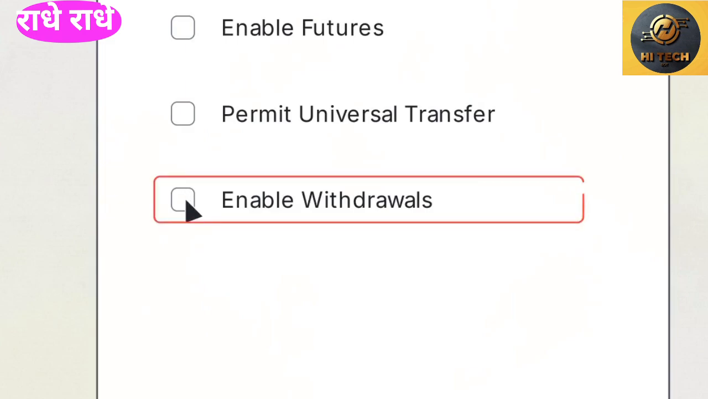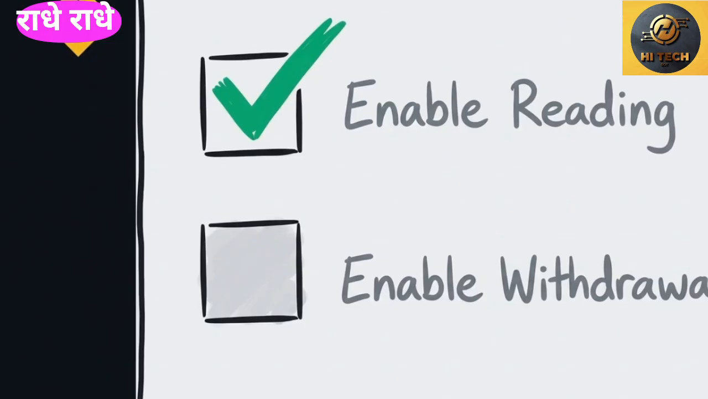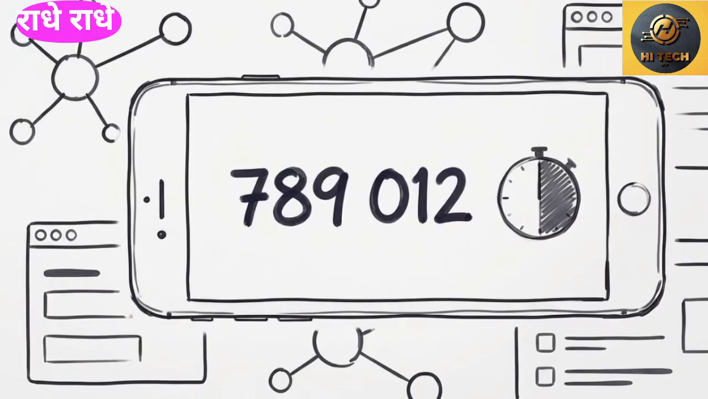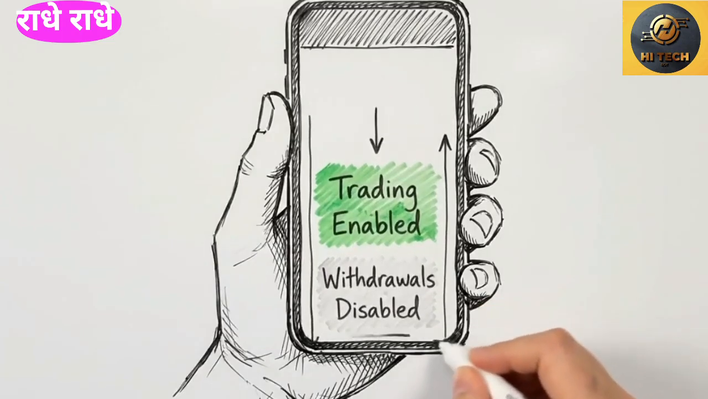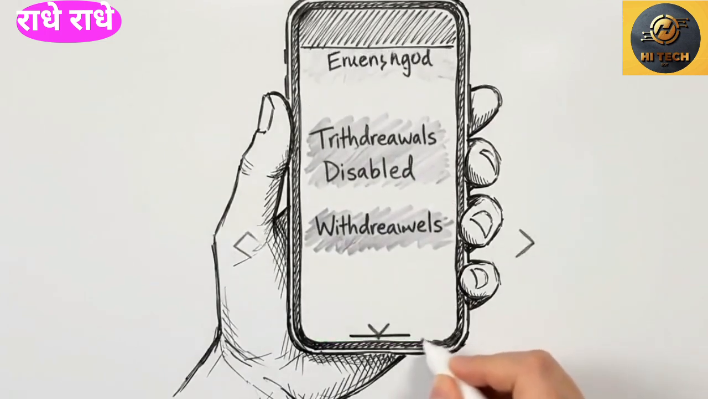Now look right below that at the Enable Withdrawals option. Firmly leave this box completely empty. By keeping this unchecked, you guarantee that no matter what happens, the bot cannot move your capital out of your exchange wallet. Scroll to the top of the page, click Save, and complete one final security check with your authenticator. You've just created a strict boundary. The bot has the exact access it needs to generate profit, but zero access to transfer your money.